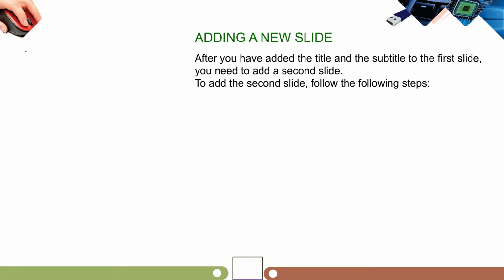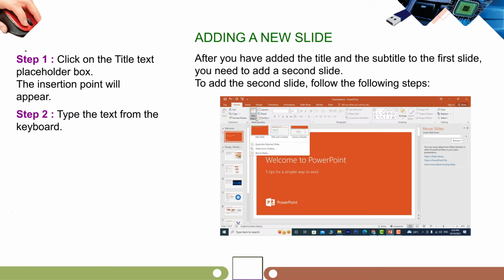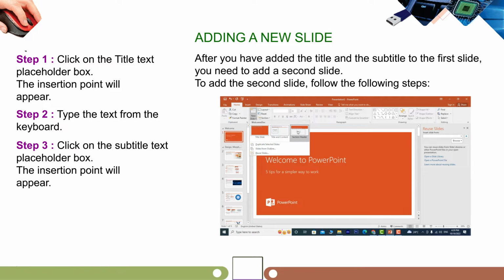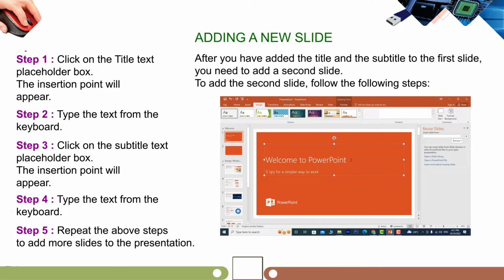So, our step 1 is click on the Home tab. Step 2, click on the down arrow of New Slide tab in the Slides group. A drop-down list of menu will appear. Step 3, select the layout for the second slide. A new slide will appear as per the layout selected. So, our step 4 is add the text to the new slide from the keyboard. Next, fifth step is repeat the above steps to add more slides to the presentation.